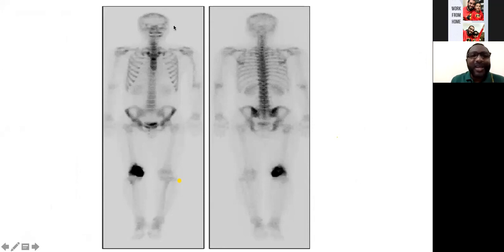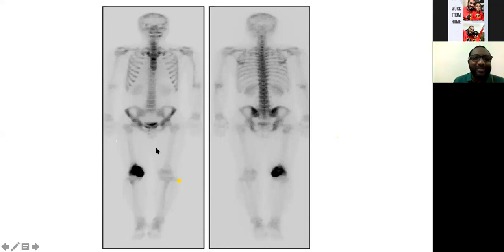Another whole body bone scan of an adult patient. Again, this is whole body because the entire skeleton is within the field of view. You can clearly say that this is a whole body bone scan because you can make out all the skeletal system. You can see excretion in the kidney. But what is pathological here is that you can see an intense increase in uptake involving the distal end of the right fibula.